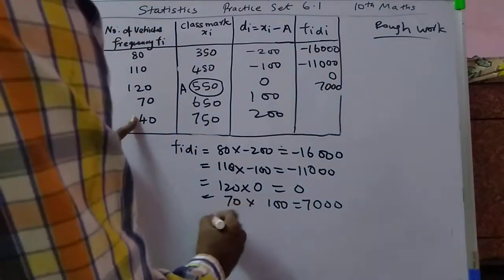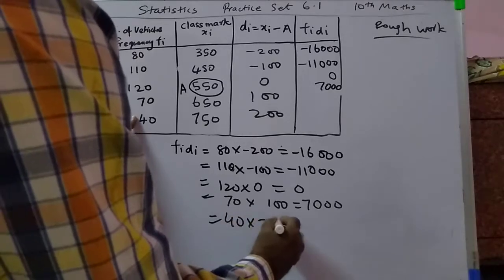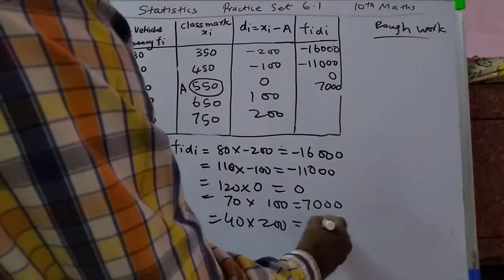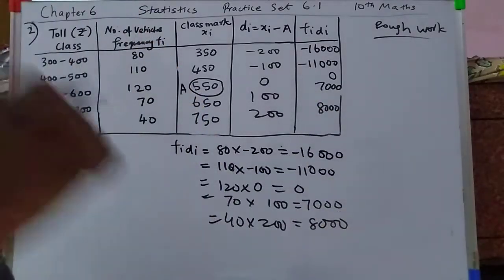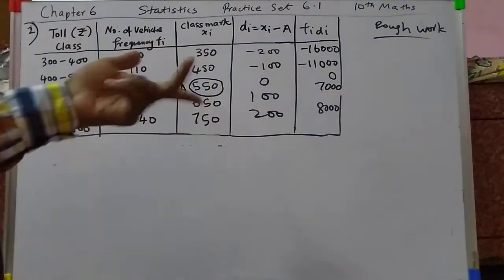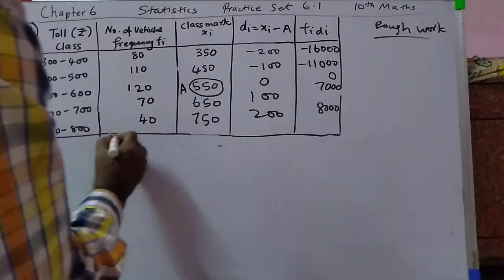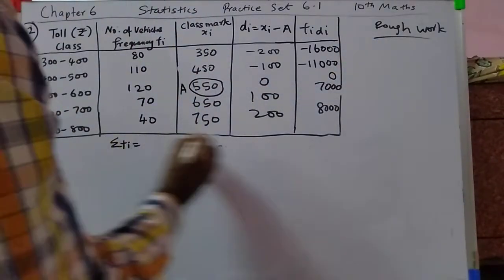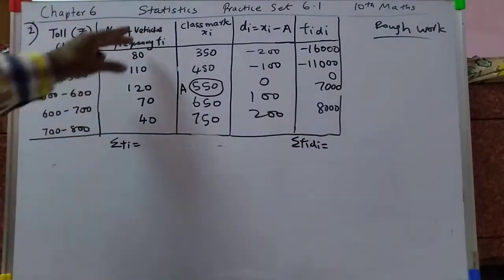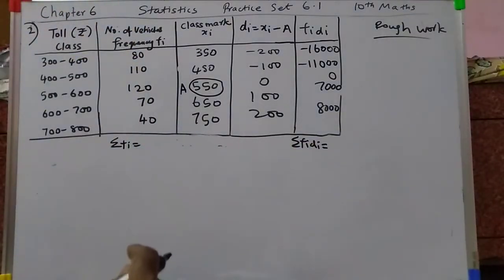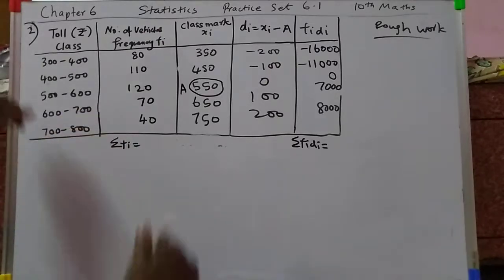Now take this, 40 into 200, 4 into 2, 8. Okay, so this is Fi. Now I will add it. Summation of Fi, summation of Fi D. So you add it, how much you will get? That will write it.